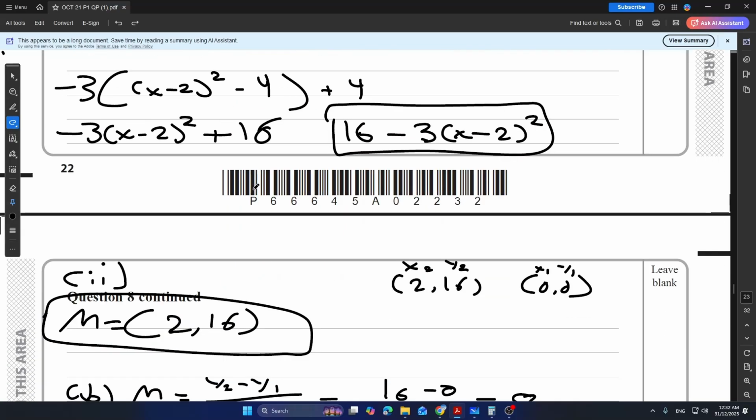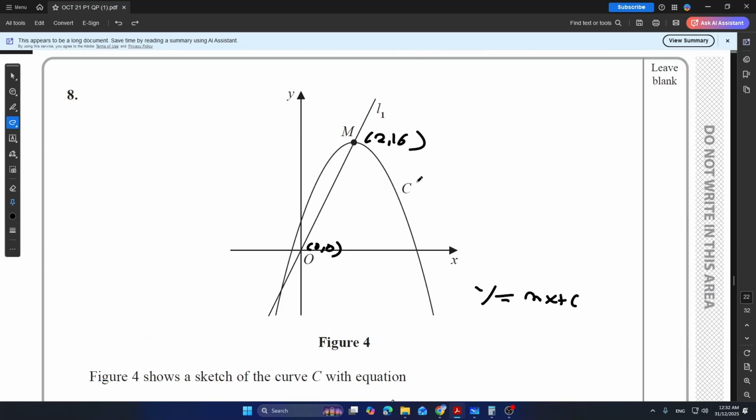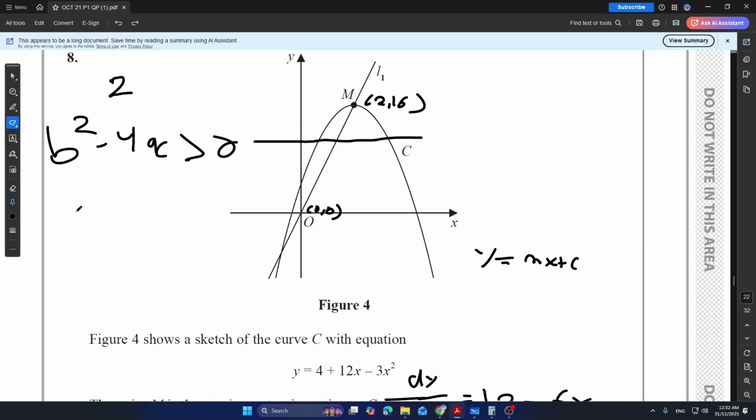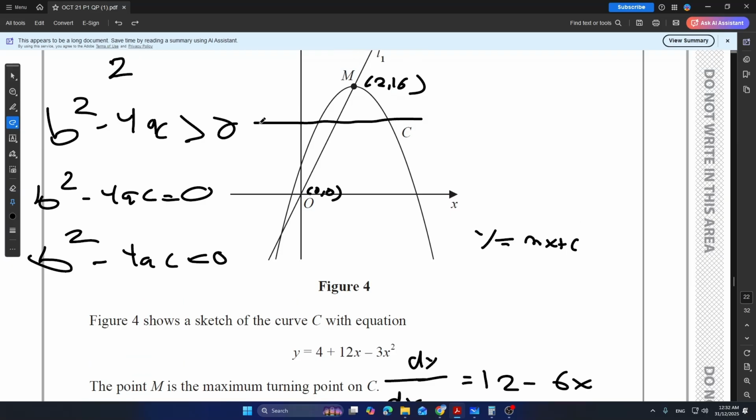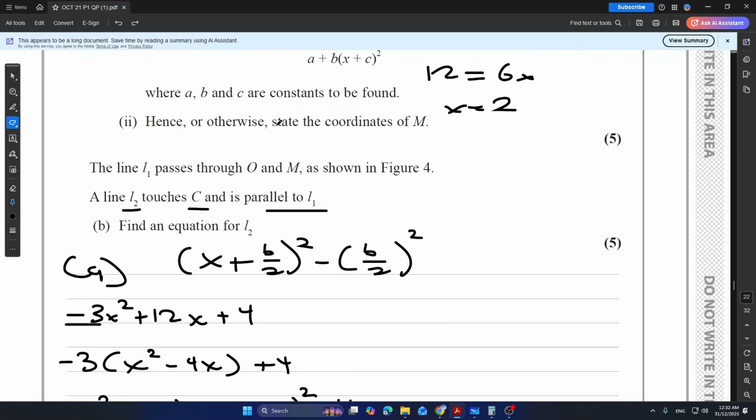Okay, so if any line touches another line twice, we know that there are two real solutions, and b squared minus 4ac will be greater than 0. If it touches one time, like I mentioned now, b squared minus 4ac is equal to 0. And if it touches no times, then b squared minus 4ac is going to be less than 0. In this case, we touch once, so we're going to use equal to 0. The line touches the curve C once, and we need to find c.